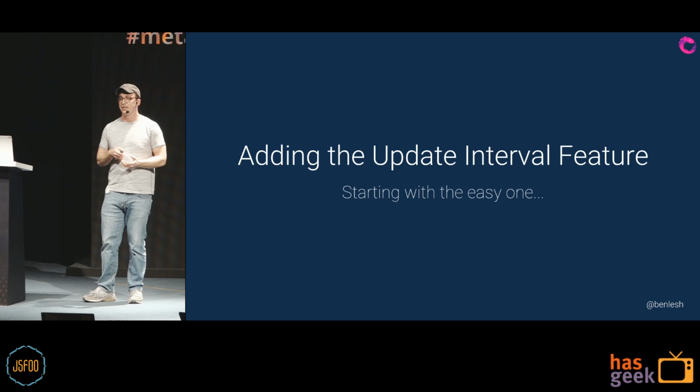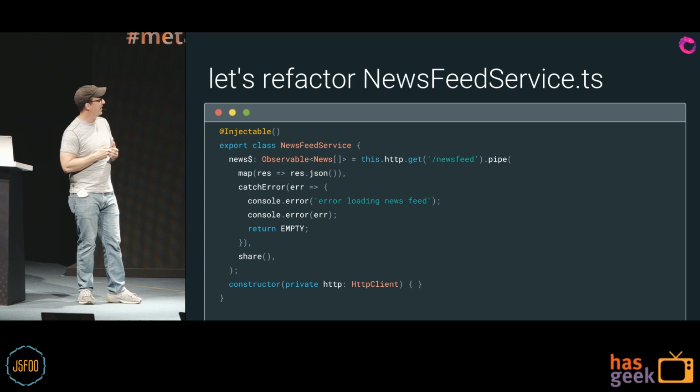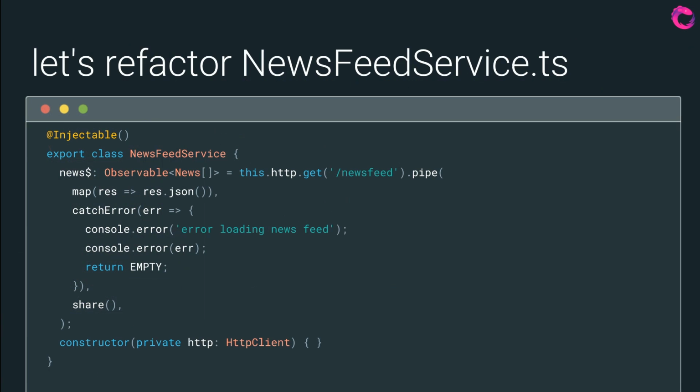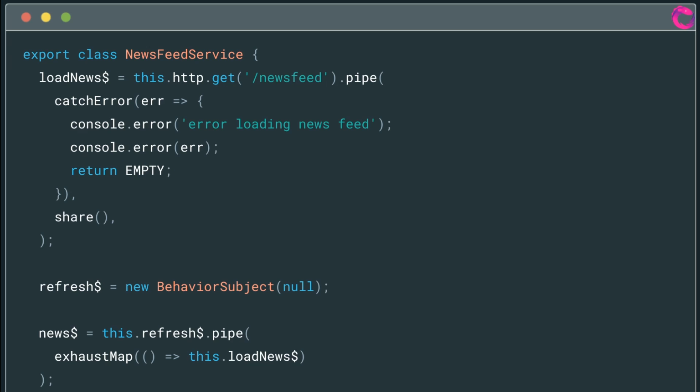Let's add the update interval feature because that's the easiest one. But it is going to require us to refactor some things. So the first thing that we're going to need to refactor is the newsfeed service. The newsfeed service looked like this before, where we just had a property on it that was our observable of news arrays. And I'm actually going to rename that to loadNews. It's the same thing. I just renamed it to loadNews. And then I'm going to add another property that's a behavior subject called refresh. The point of this is every time I next into this behavior subject, which is both an observer and an observable, so you can subscribe to it like an observable, I'm going to map that to loadNews up above. And that becomes my new news$.